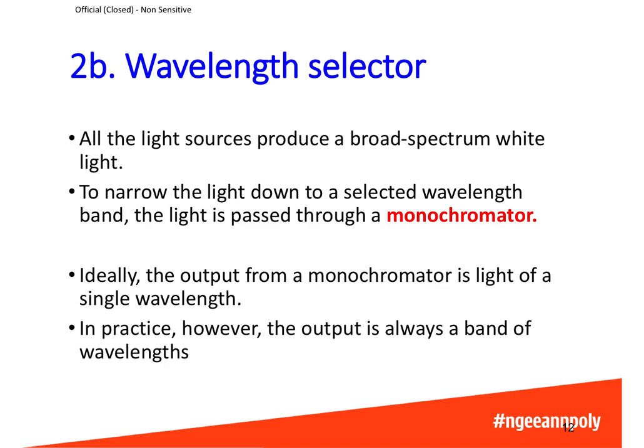For example, we might want to select a wavelength of 254 nanometers. However, the output will be a band of wavelengths, for example, 254 plus minus 10 nanometers.